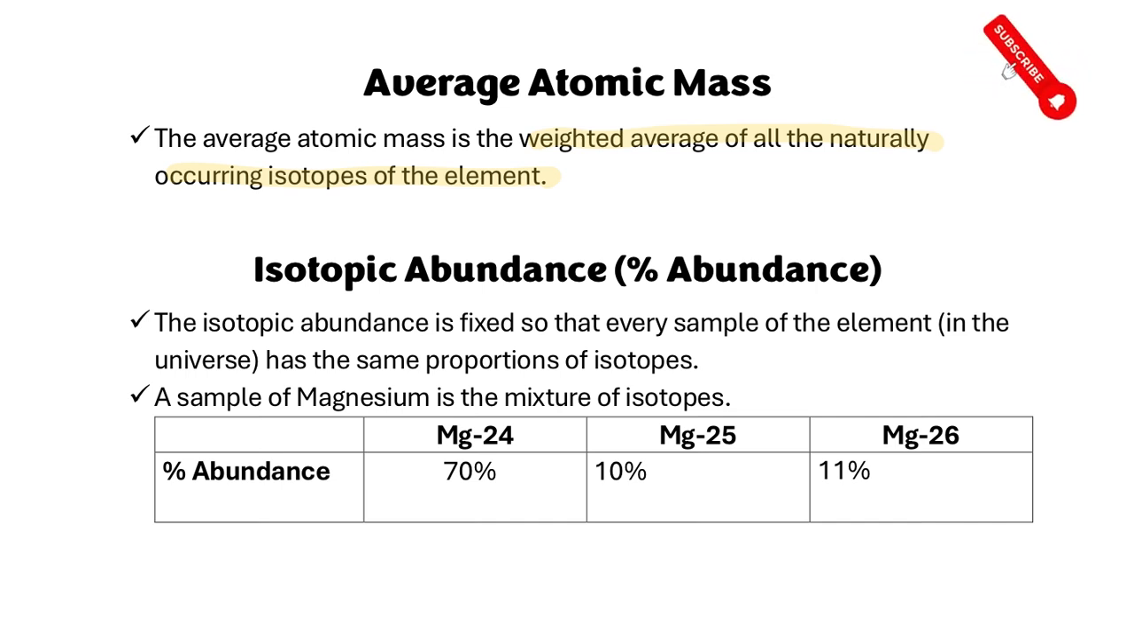The isotopic abundance is fixed so that every sample of the element in the universe has the same proportion of isotopes. For example, a sample of magnesium is a mixture of isotopes: magnesium 24, which is 70%, magnesium 25, which is 10%, magnesium 26, which is 11%.